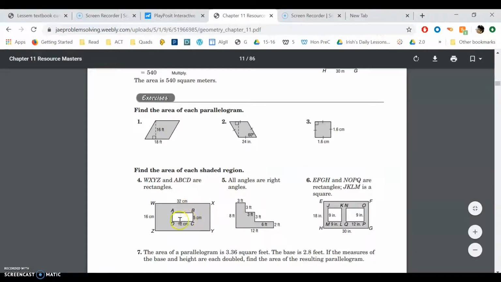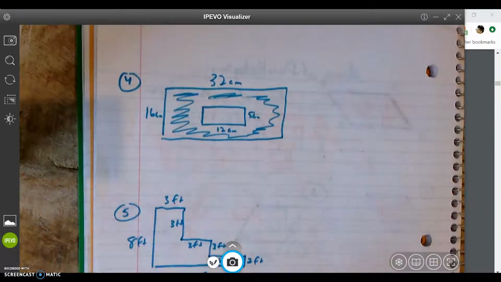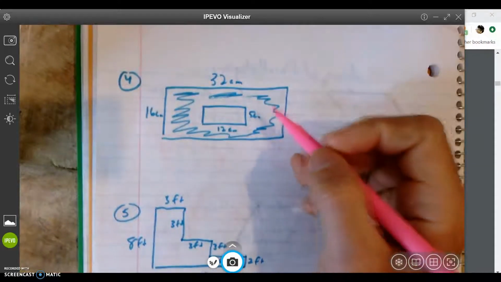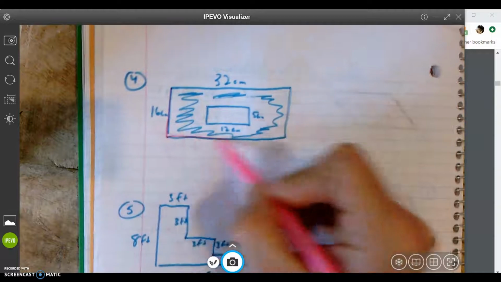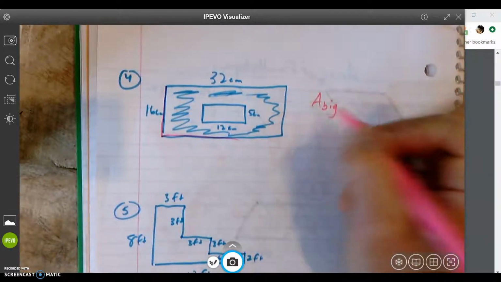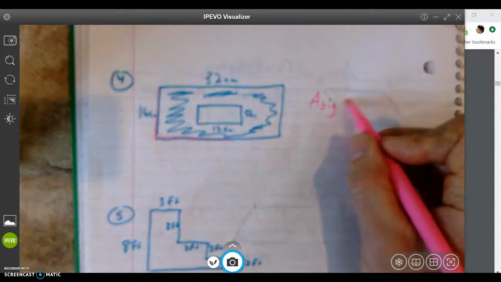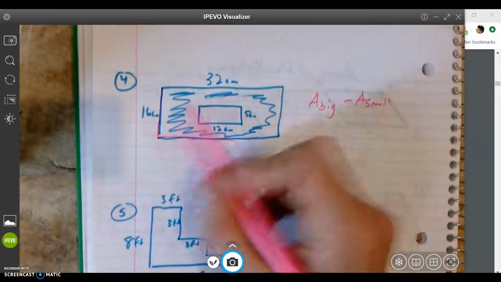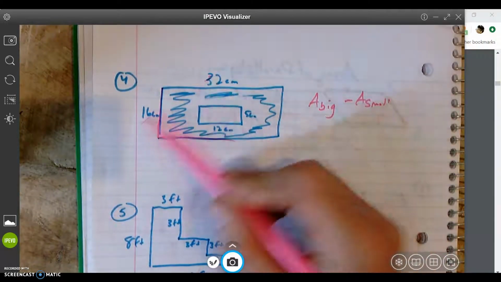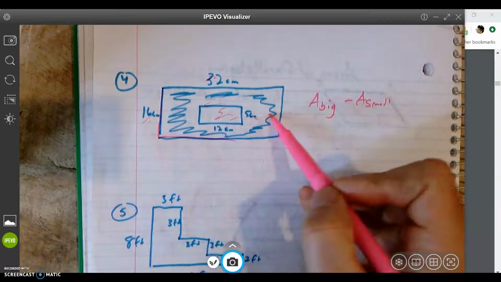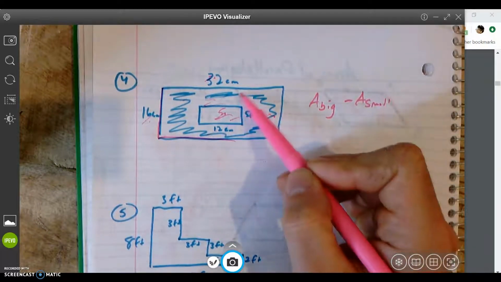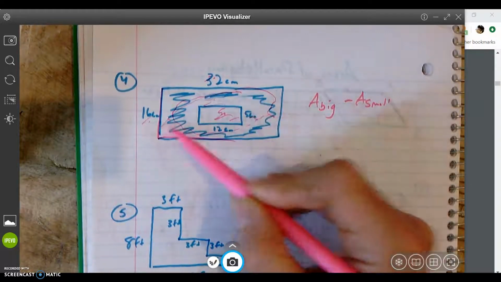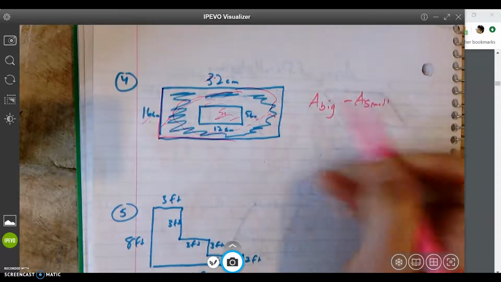Okay, so first one, I got to get the shaded region. Oh, but I don't know what that is. Well, no problem. Here we go. So it looks like this. So I need the shaded region. So what you would do is I'm going to find the area of the big rectangle there, and I'm going to subtract the area of the small. So if I take this out, then I just have the regular shaded region. So if I just do 32 times 16, that's the area of the whole thing. But if I take this area out, then what's remaining is all of this area right here. So area of the big minus area of the small, that's going to help us.